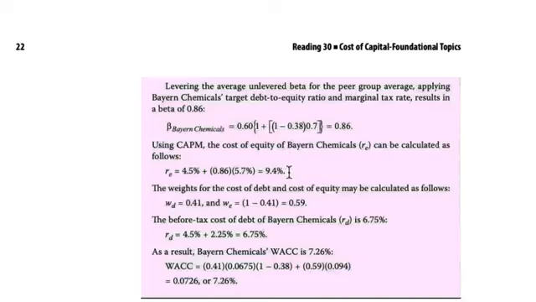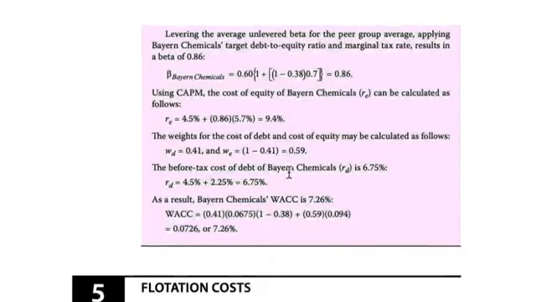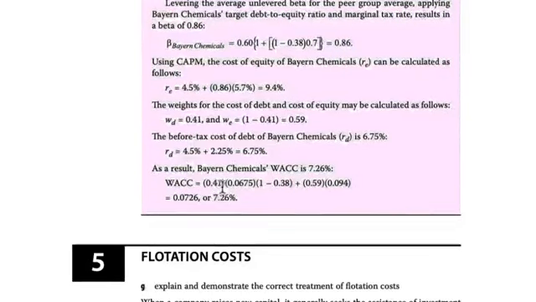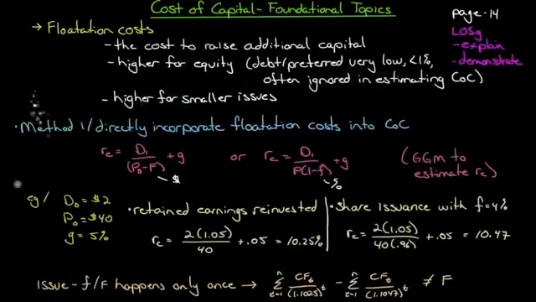Now we can finish the weighted average cost of capital, which is down here. We figured out we had 41% debt, which means you have 59% equity. The cost of debt was 225 basis points above the risk-free rate, and our tax rate was 38%, and we just calculated up here 9.4%, our cost of equity. 7.26%. And we end on LOS G, explain and demonstrate the correct treatment of flotation costs.